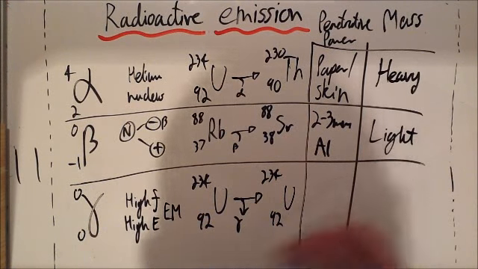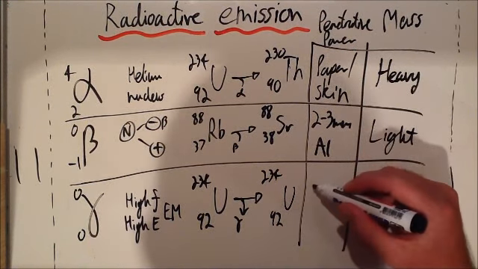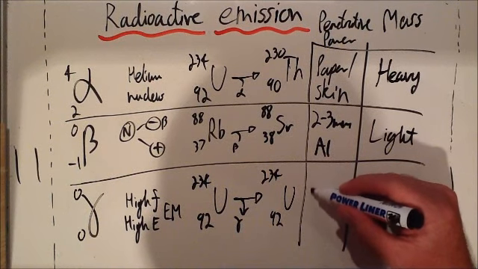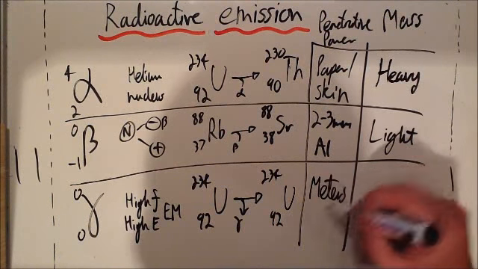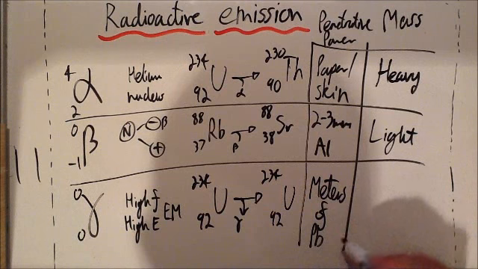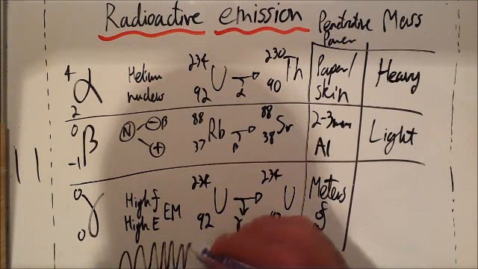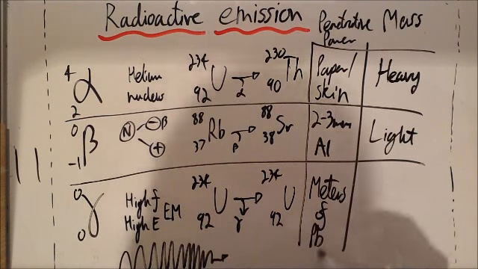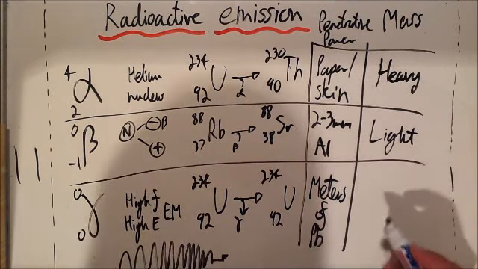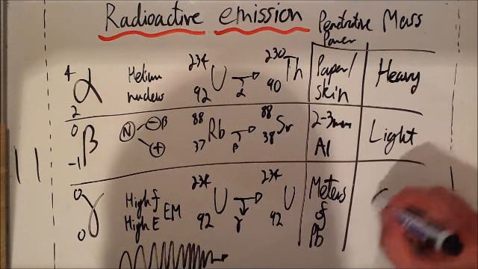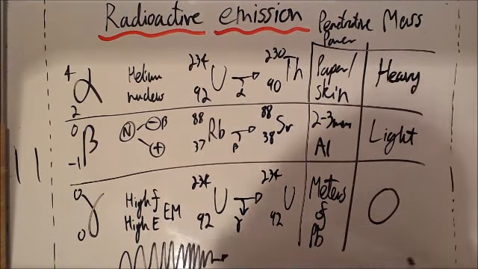And then gamma will take absolutely meters of lead. A very dense material, virtually unstoppable, this stuff, because it's very high energy photons of gamma radiation. Electromagnetic radiation. Its mass is 0. Light doesn't, in this case, weigh anything.